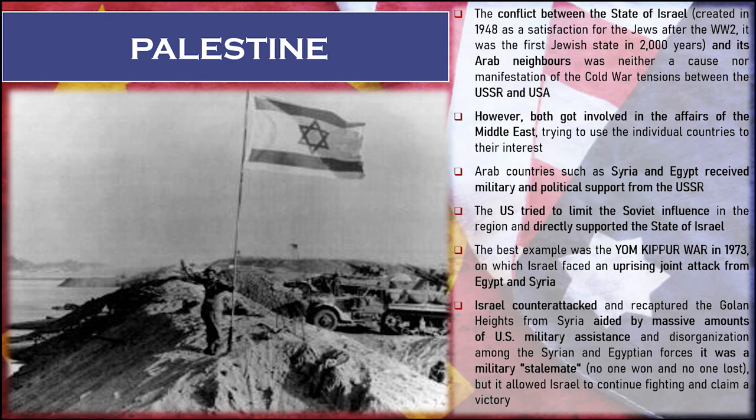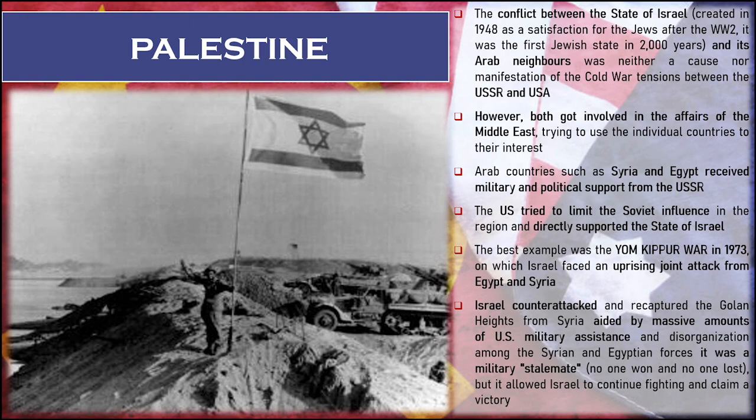The state of Israel was created in 1948, basically artificially, as a satisfaction for the Jews after World War II, so as a satisfaction for the Holocaust. This was the first Jewish state in 2000 years. The Jewish nation inhabited this area, but they were defeated by the Persians and had to leave this territory. So we can say that after 2000 years, this territory was given to them by the Allies after World War II. And its Arab neighbors did not agree with the establishment of the State of Israel.